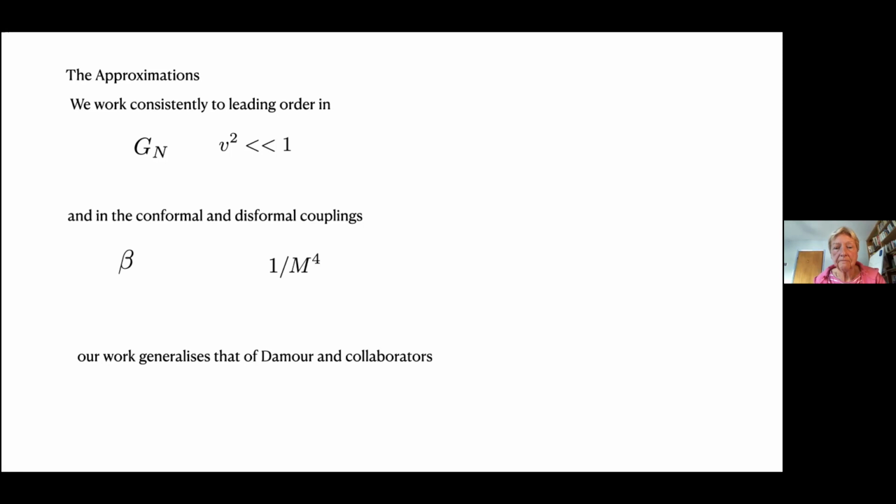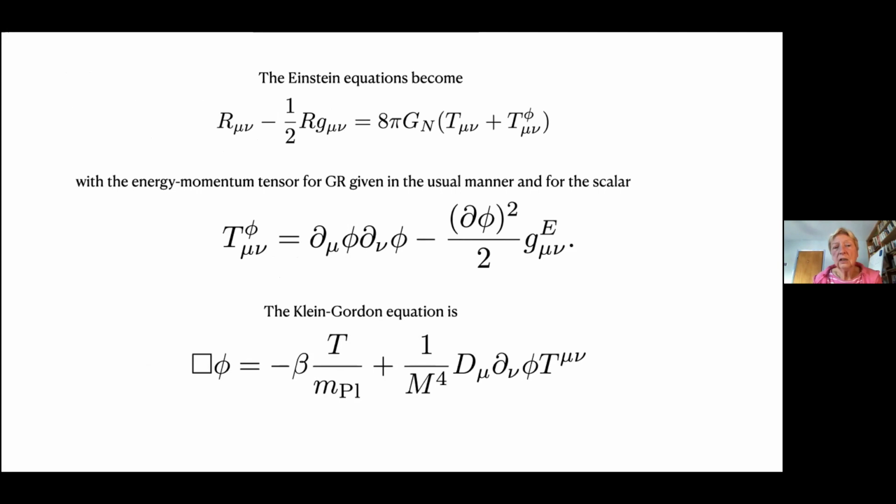So our Einstein equation, this is Einstein equation, but we've got the addition here of the energy momentum tensor of the scalar field. And this is given in the standard way: T mu nu phi is d mu phi d nu phi minus d squared phi over 2 times the Einstein metric, which we have on the previous slide. And we've got the Klein-Gordon equation.